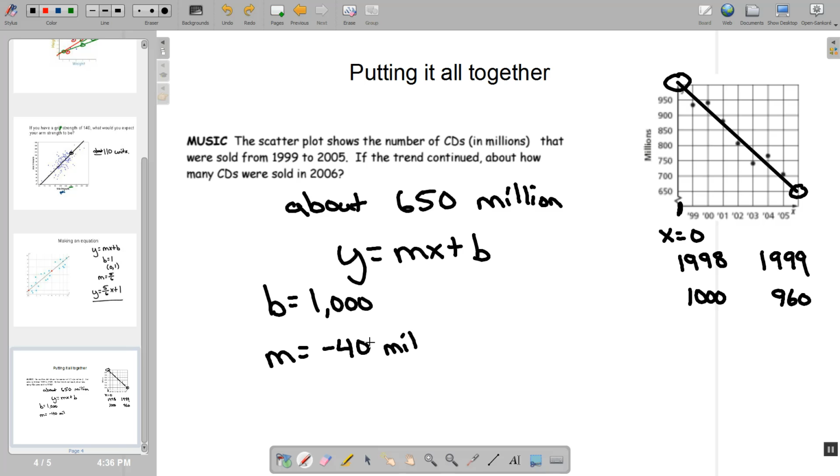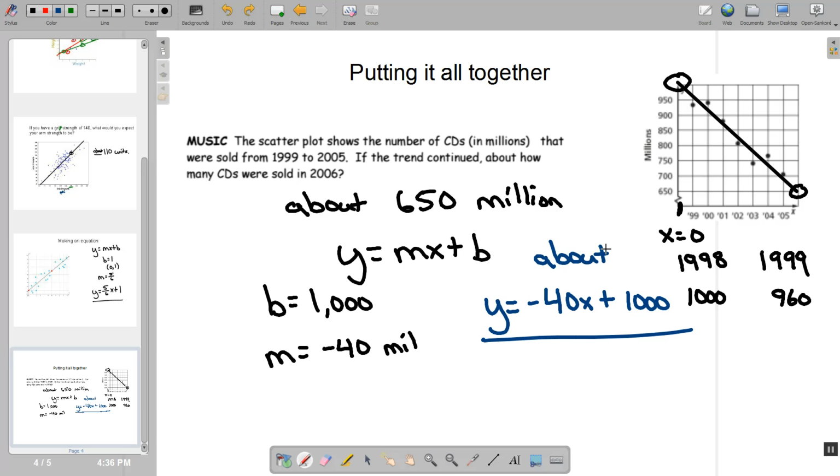When you're dealing with line of best fit, you're going to have to estimate somewhere, and on this problem, we estimated with our slope. So that means our equation would be y is equal to -40x plus 1,000. And I like to put the word about because we do not know if that would be exact or not. Line of best fit is definitely tricky, but the nice thing is that we are going to work with a lot of real-world problems.